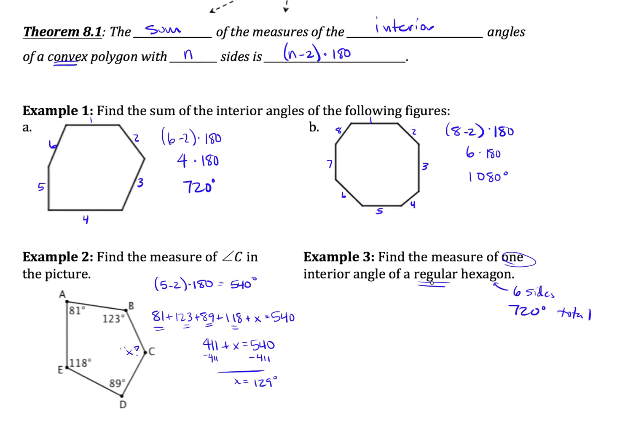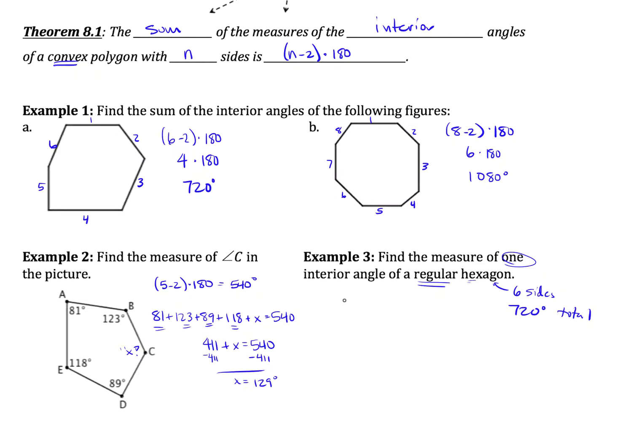But what we know is that we have a regular hexagon. And a regular hexagon, remember, is one where all the sides and all the angles will be the same. Now, if we know there are 6 angles, because it's a hexagon, that are all the same, and they add up to 720.